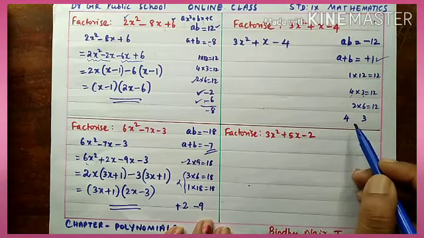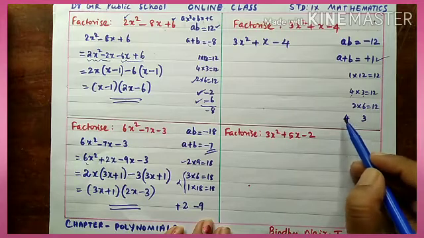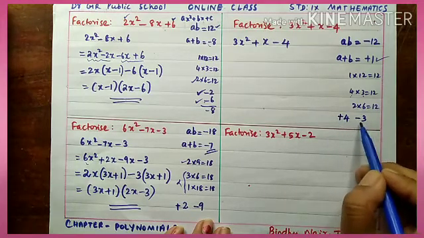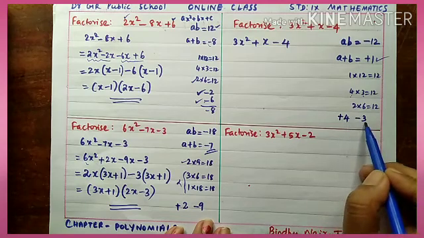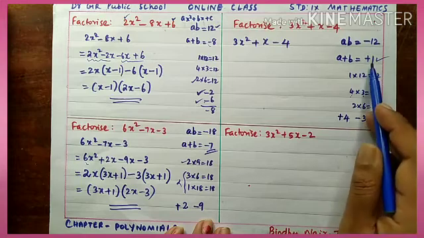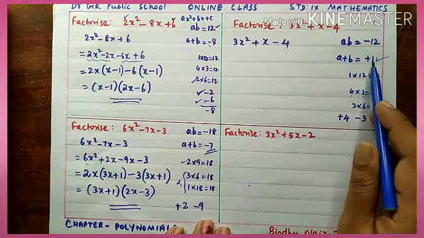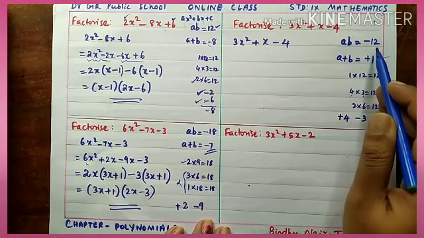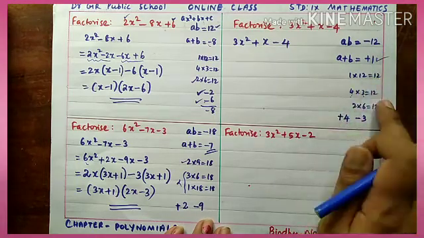Think and say. Yes, when you put 4 positive and 3 negative, now you add this. What is plus 4 minus 3? Yes, when you add different signs, put the greater number's sign, no? So plus 1 is the answer, and when you multiply this, minus 12 is the answer. Okay, so do this very carefully.